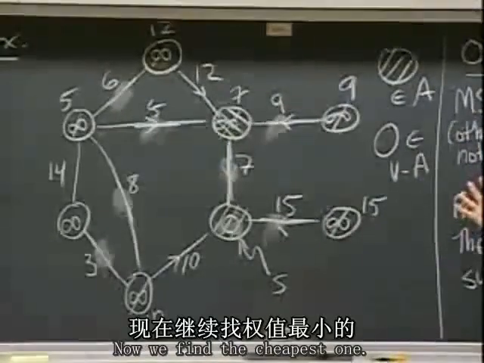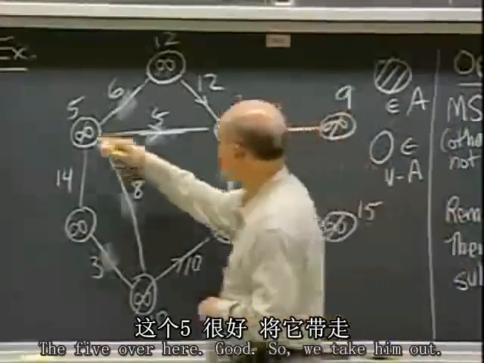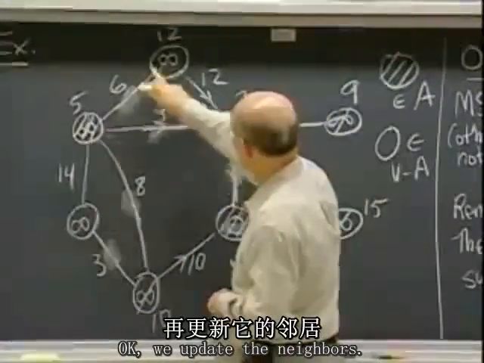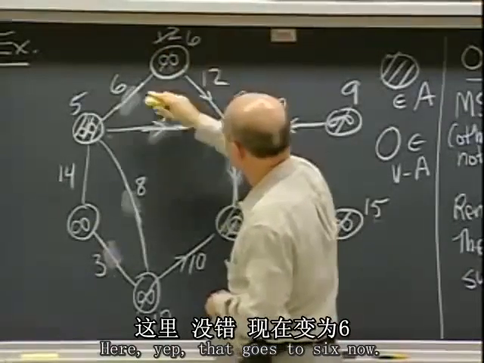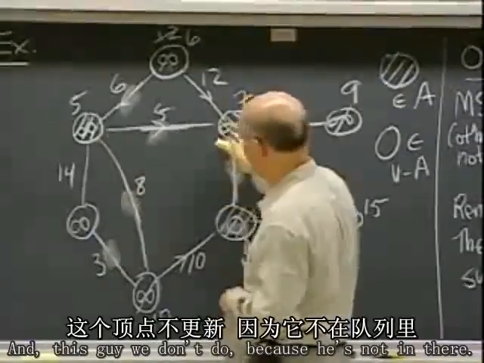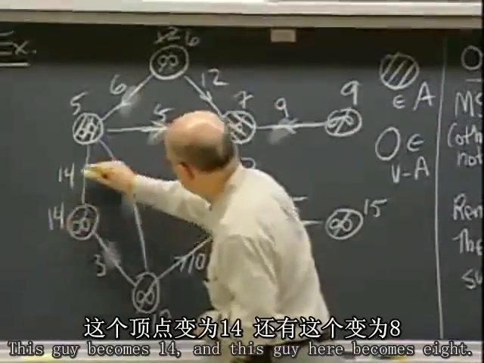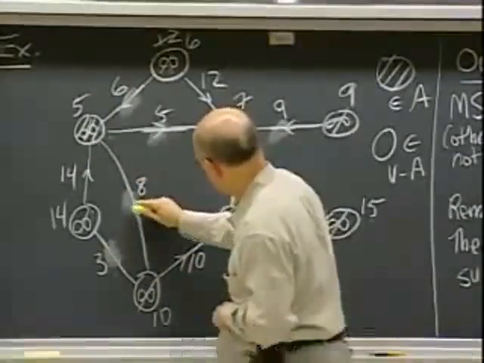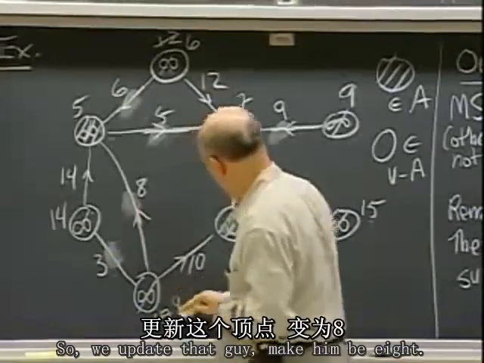Now we find the cheapest one. What's the cheapest one now? The 5 over here. Good. So we take him out. We update the neighbors. Here, yep, that goes to 6 now. And we have that pointer. And this guy we don't do because he's not in there. This guy becomes 14. And this guy here becomes 8. So we update that guy, make him be 8.